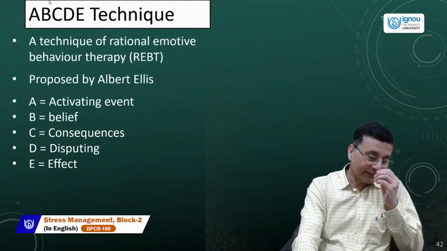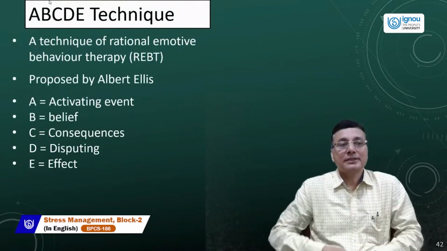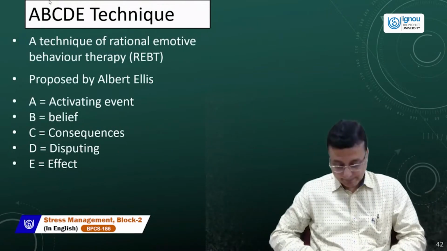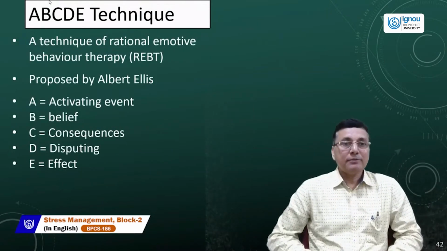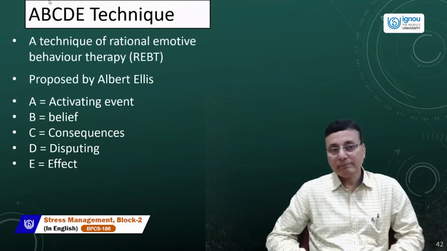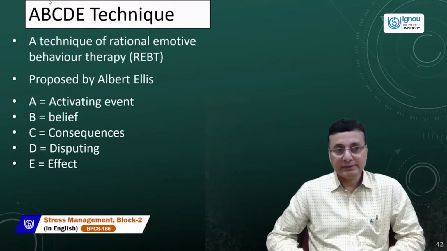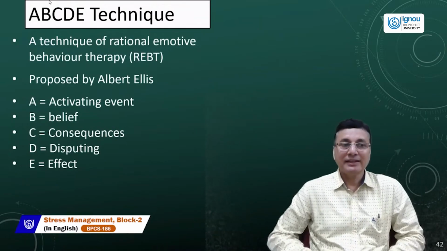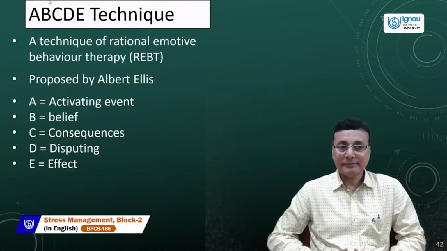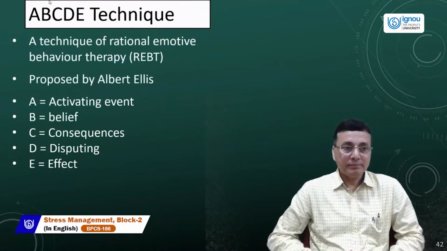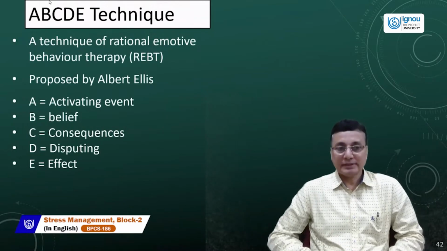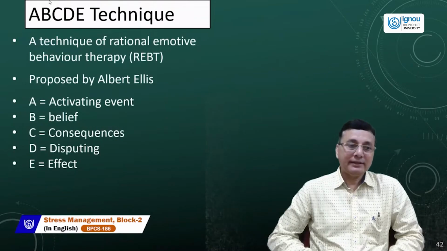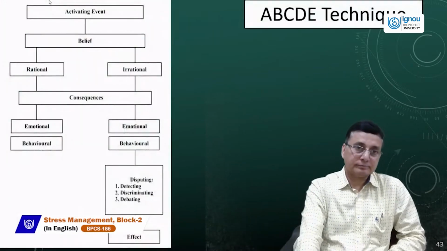So the ABCD technique is used in REBT, rational emotive behavior therapy. This technique is proposed by Albert Ellis. A means activating event. There must be some activating event. B means belief. C means consequences. D means disputing beliefs, and E means effect.